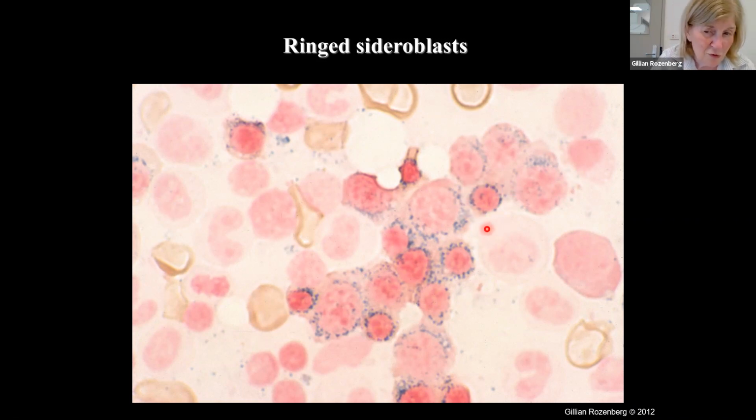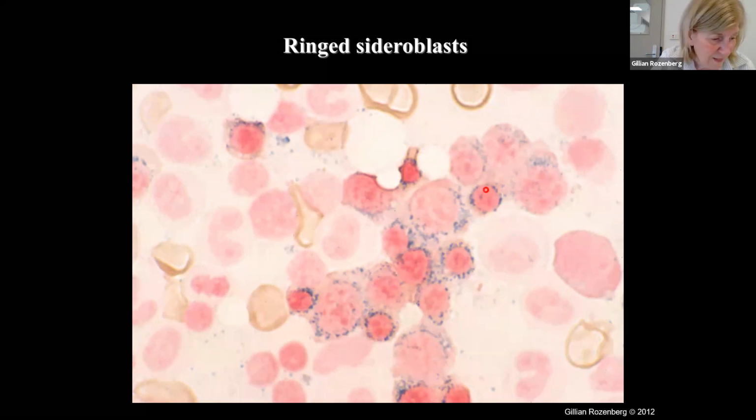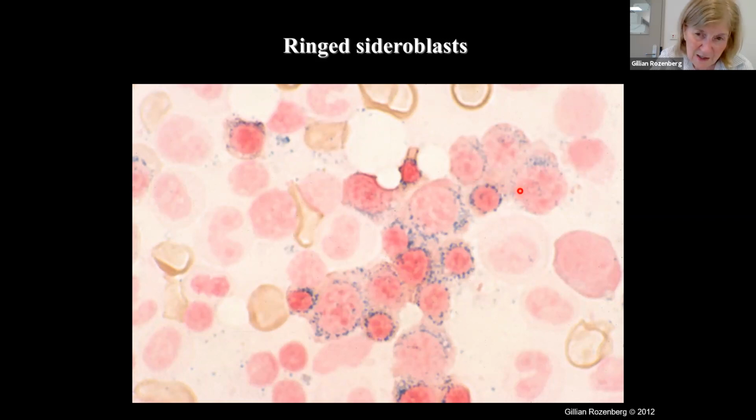And to have a true definition, or for that to fit the criteria, you have to have 5 or more of these iron granules covering at least 1/3 of the nucleus. And approximately 15% of the erythroblasts in the marrow have to have these ring sideroblasts present. So that's actually a beautiful picture, the classical picture of sideroblastic anemia.